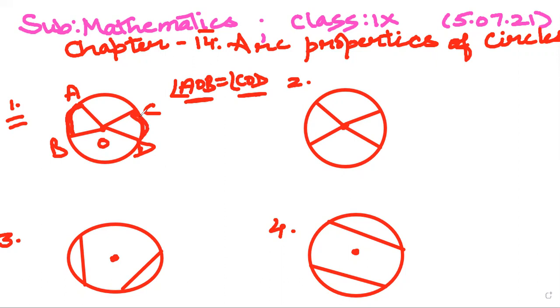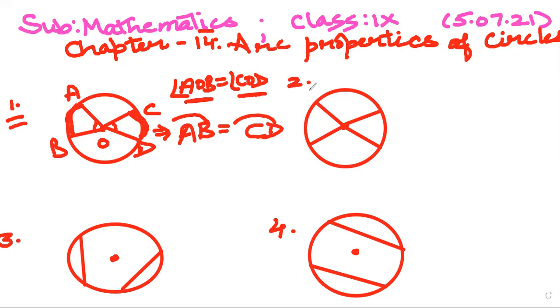So children, from this figure, you can see that if these two angles are equal, then the arcs they subtend are equal. So this implies that arc AB is equal to arc CD. Okay, now let's have a look at the second one.